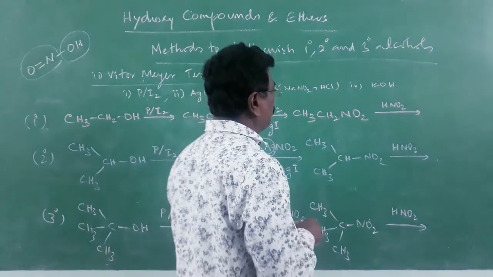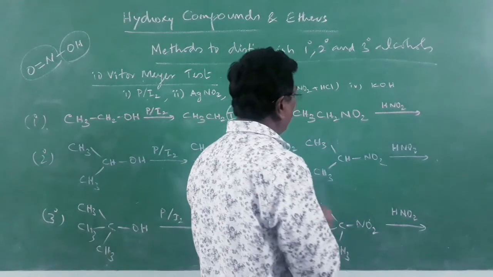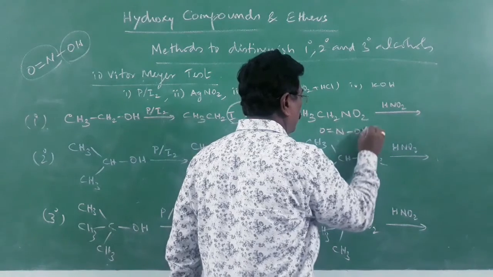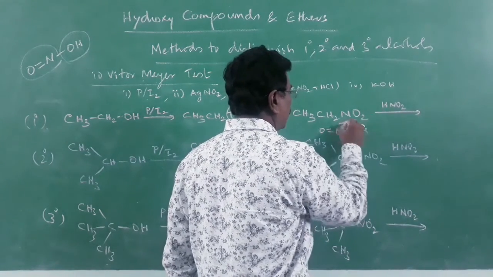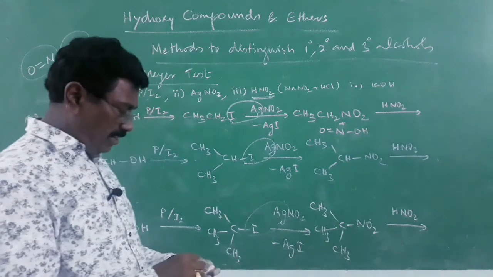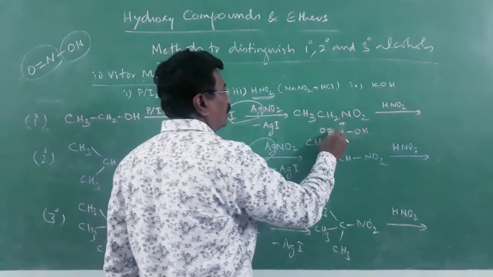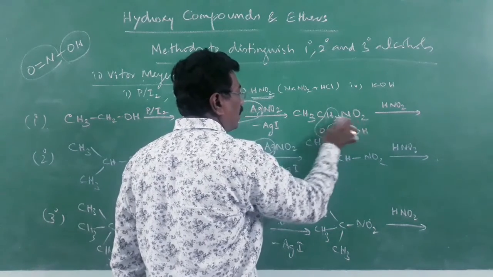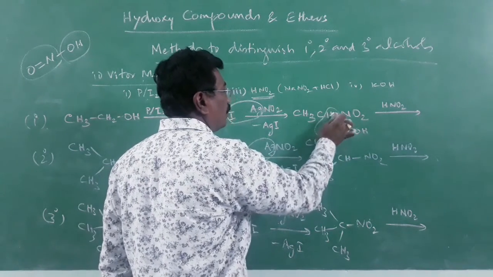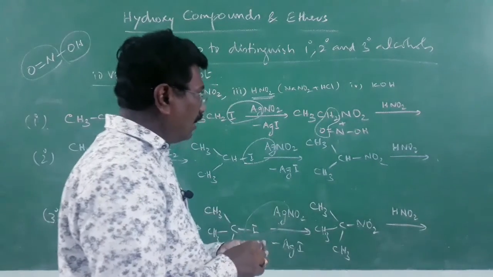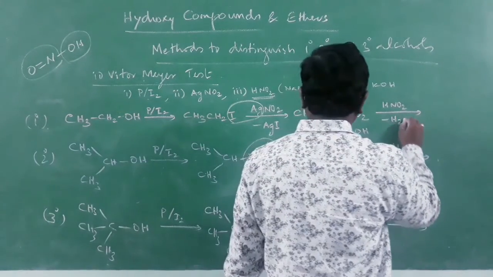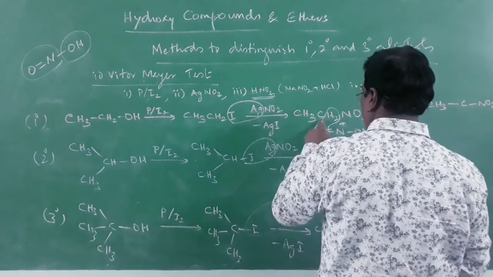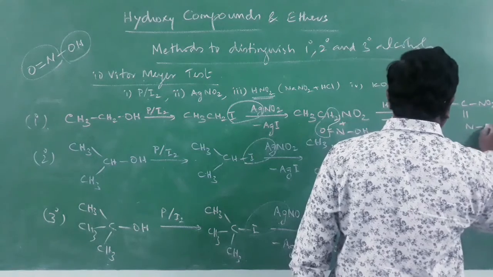So when it is made to react with nitrous acid, HNO2, what is happening? Nitroethane reacts with nitrous acid. How? The double bond O gets combined with 2 hydrogens. The carbon adjacent to the nitro group has 2 hydrogens. Both these hydrogens combine with oxygen to become water. So with removal of water, you will be getting CH3C(NO2)=NOH, a double bond formed between carbon and nitrogen.